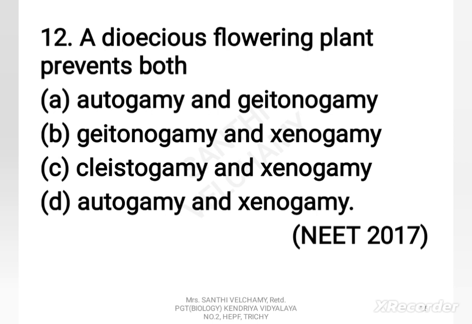Next one. A dioecious flowering plant prevents both A. autogamy and geitonogamy, B. geitonogamy and xenogamy, C. cleistogamy and xenogamy, and D. autogamy and xenogamy. The correct answer is A, autogamy and geitonogamy. In dioecious plants, male flowers and female flowers are borne on different plants. Therefore they prevent both autogamy and geitonogamy. That is the correct answer.